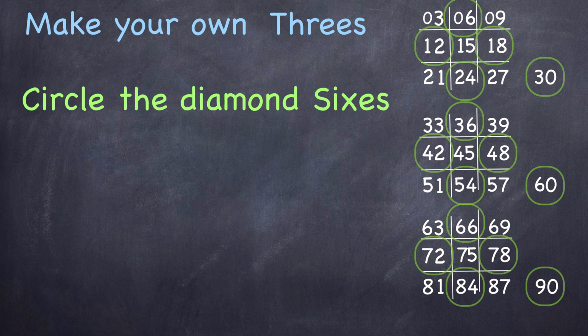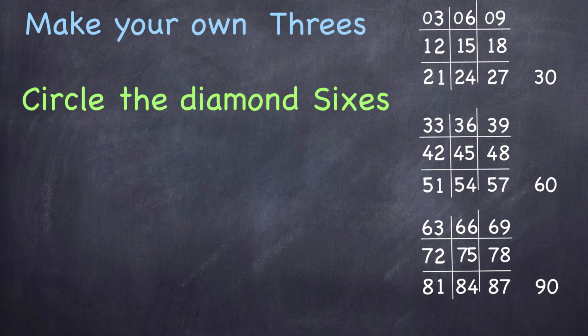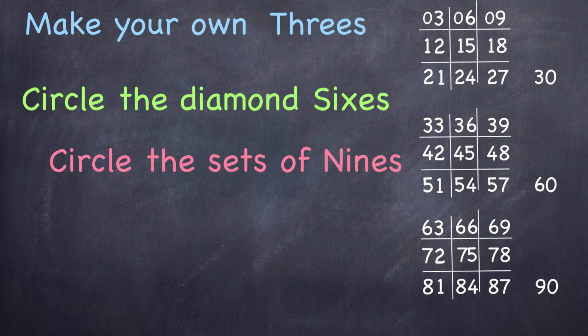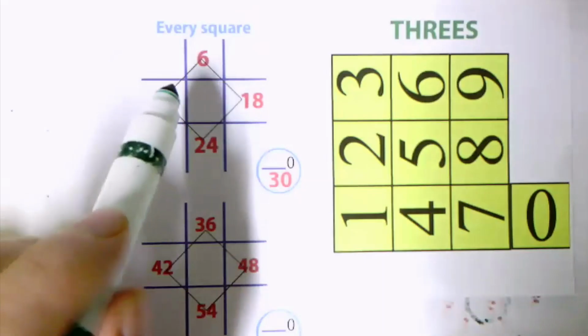Real fast and easy. Then you can also circle the 9s: the right 3 on the top square, the middle 3 on the middle square, and the left 3 on the bottom square. And the 90 actually is also a 9. Those are all our 6s.